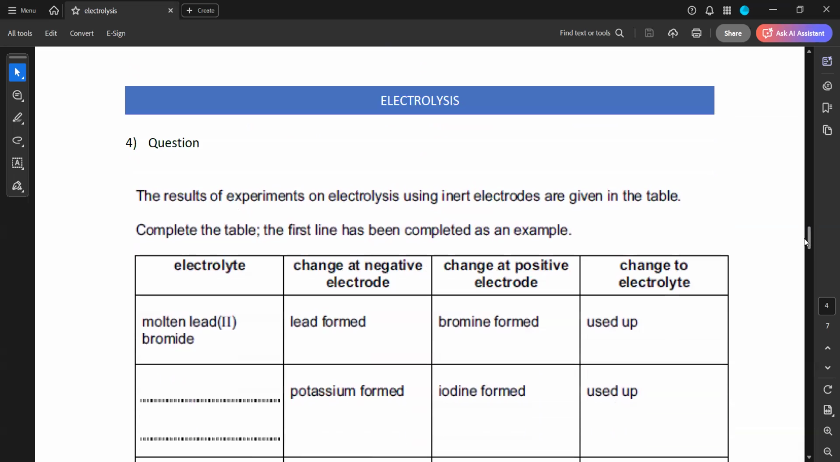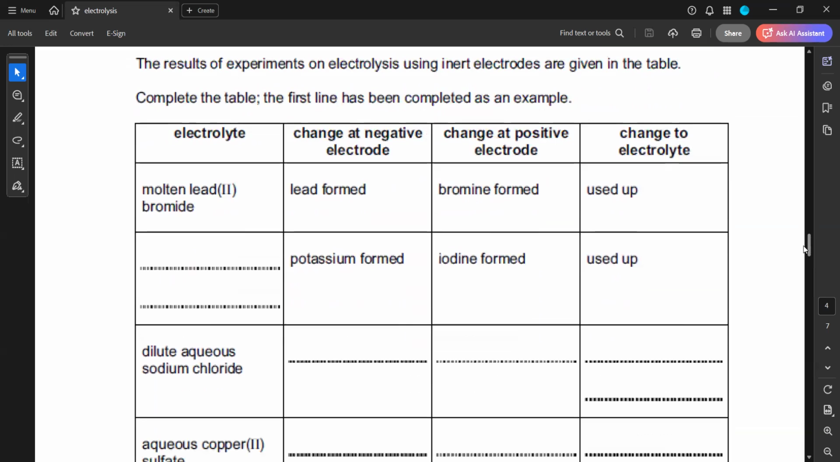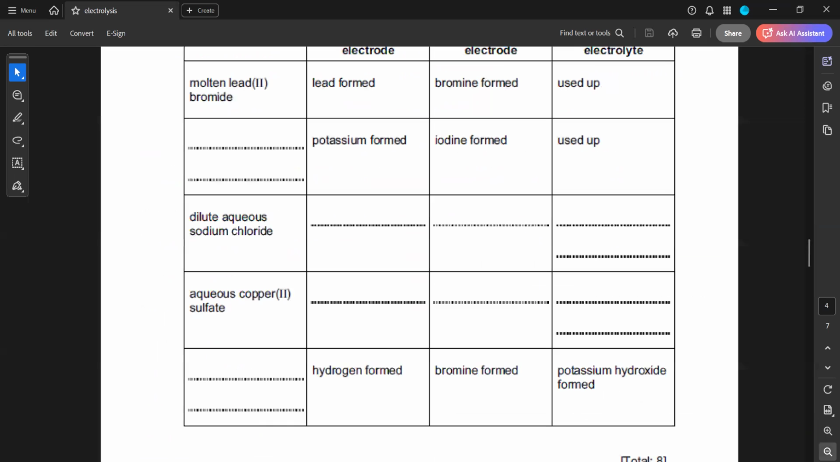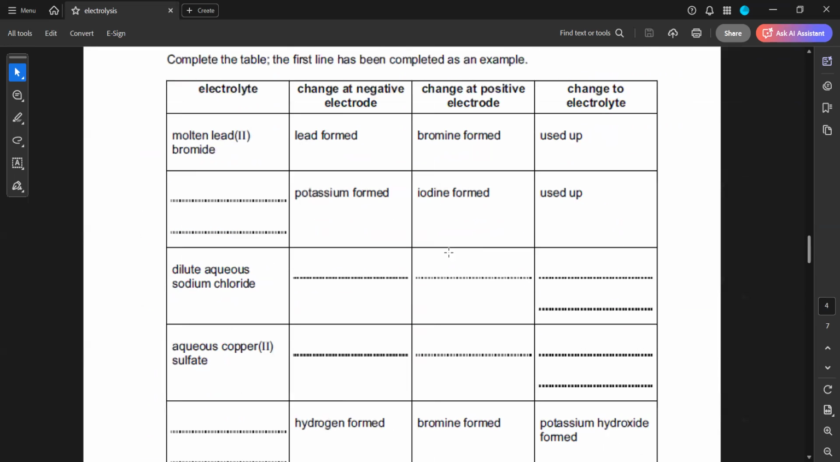The next question: results of an experiment on electrolysis using inert electrodes are given. Complete the table. The first line has been done for you. When it's a molten substance, the electrolyte is always used up because the positive and negative ions are separated, so there's nothing left. For lead bromide, the bromine moves towards the anode and lead moves towards the cathode and nothing is left behind. That's why the electrolyte is used up.